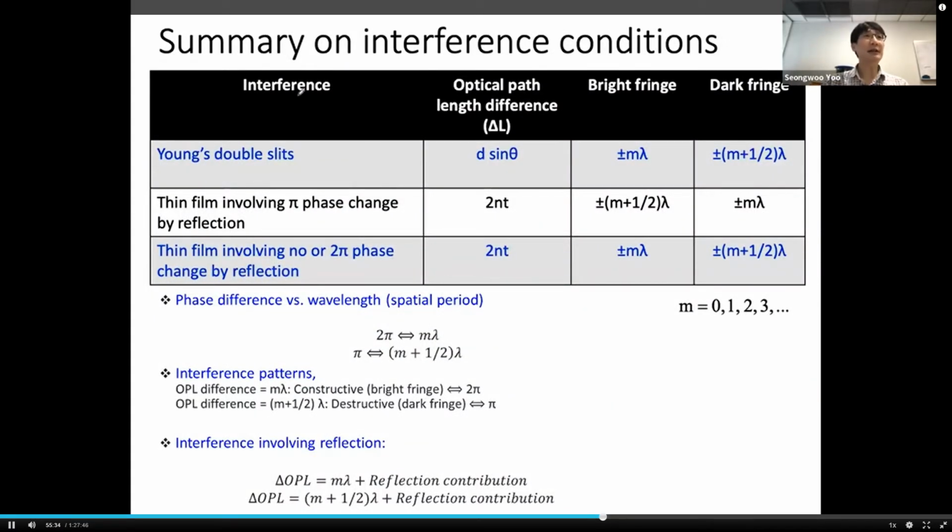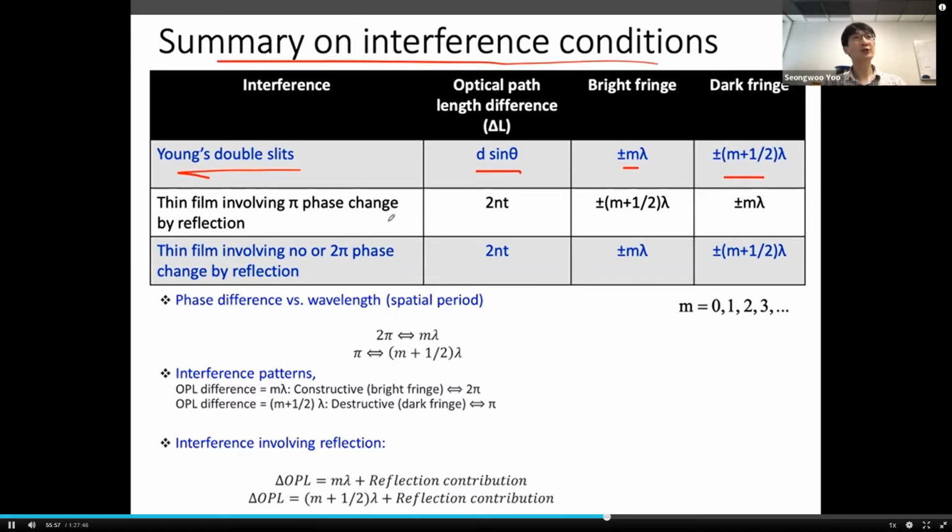Now, this table summarizes the interference conditions. When we consider Young's double slits, the optical path length difference is d times sine theta, and our bright fringe always appears when d sine theta equals m lambda, and the dark fringe will happen when d sine theta equals m plus half lambda.